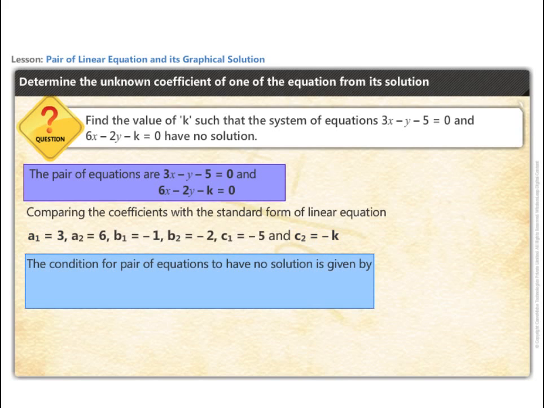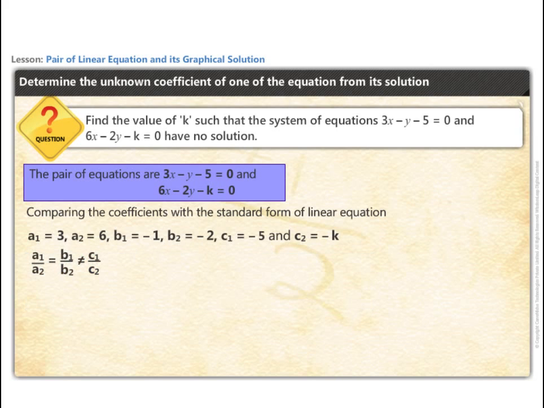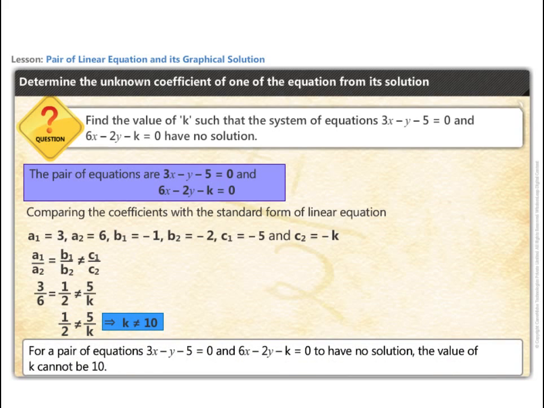We know that the condition for a pair of equations to have no solution is given by a1/a2 is equal to b1/b2, which is not equal to c1/c2. Substituting the coefficients in the above equation, we get 3/6 is equal to 1/2, which is not equal to 5/k. Or 1/2 is not equal to 5/k. This implies k is not equal to 10. Thus, for the pair of linear equations 3x - y - 5 = 0 and 6x - 2y - k = 0 to have no solutions, the value of k cannot be 10.